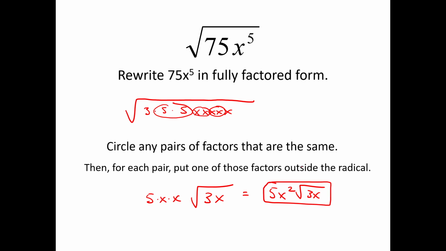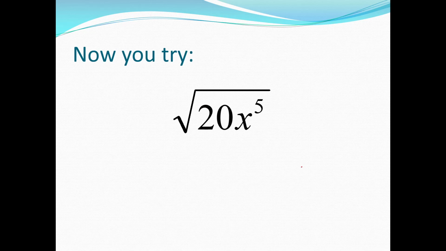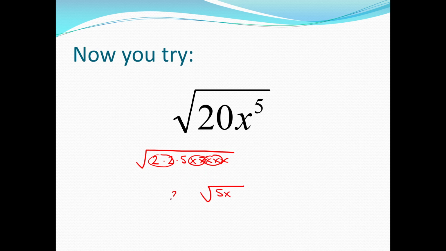Okay, one more example if you want to try that. Give you a moment and then I'll catch up with you. Okay, so 20 factors out into 2 times 5, and then again 5 copies of x. Circle your pairs. 5x left behind. 2x squared on the outside. And you're done. Okay, that's really the skill.